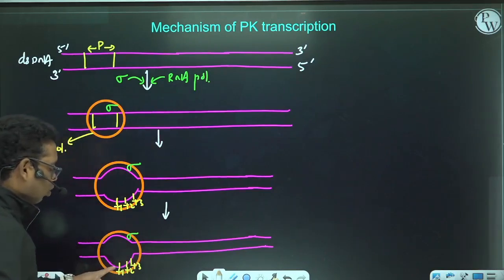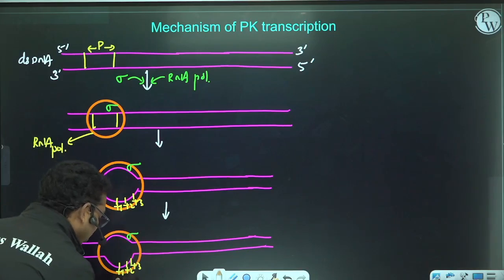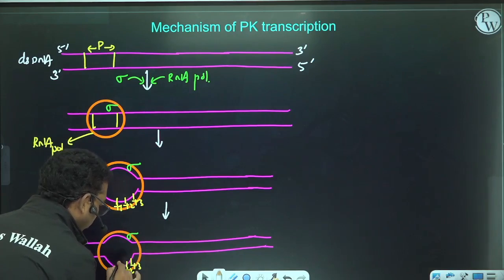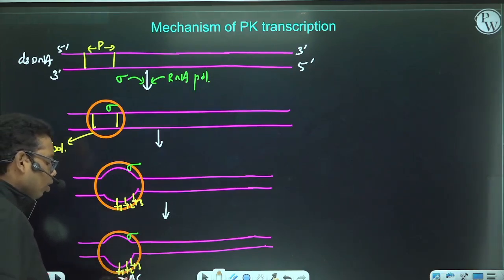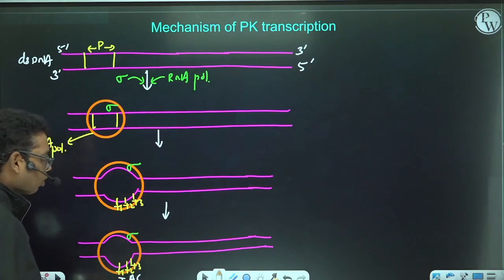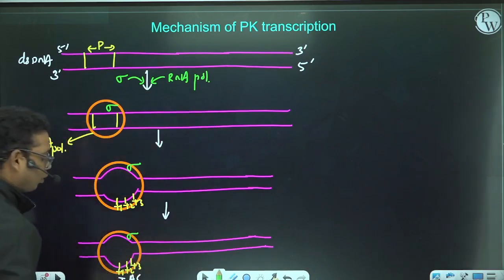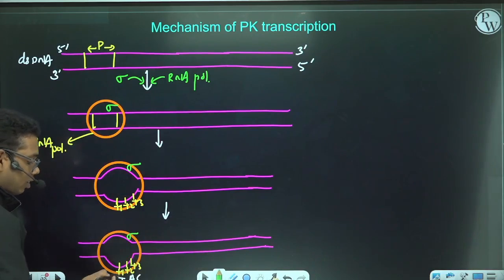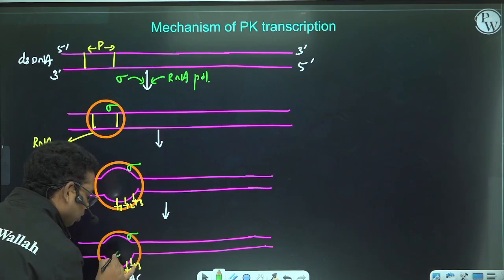So in this case, what is happening? At +1, suppose the sequence which is present is T. At +2 suppose I am having A, and at +3 I am having C. So now what is going to happen? By looking at the nucleotide present at +1, a new nucleotide will be added by the RNA polymerase. Because here I am having T, it will be A.